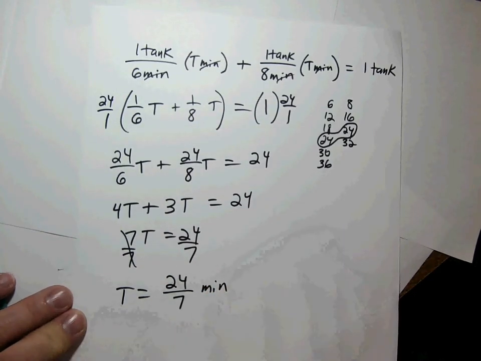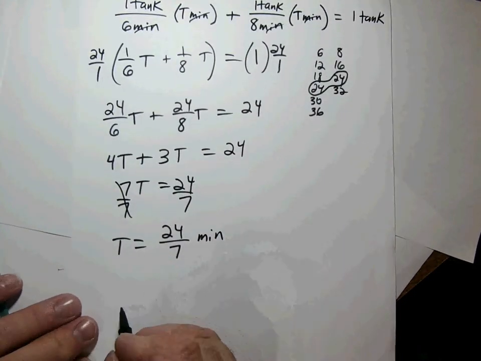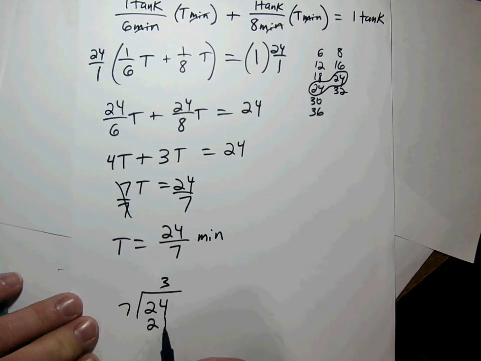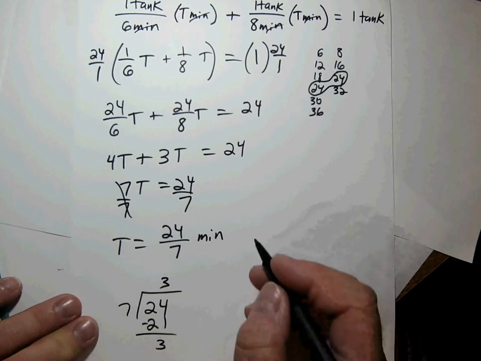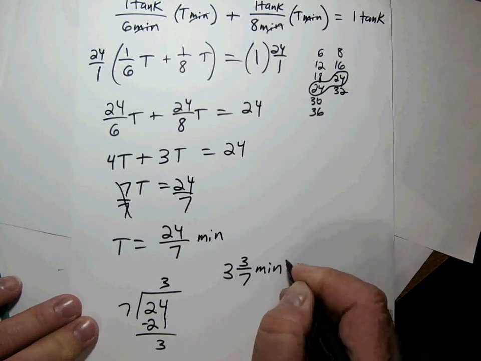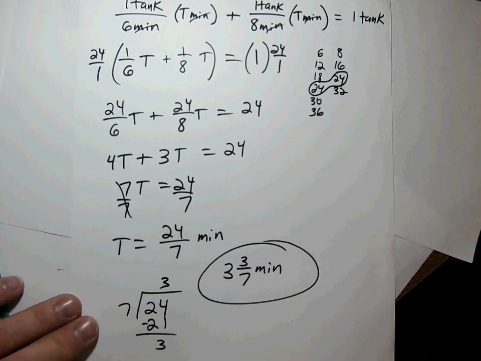That's kind of a goofy number. Let's turn that into a mixed number. Well, I know 7 times 3 is 21. I'll have 3 left over, so 3 and 3/7 minutes. With both pipes operating together, it only takes 3 and 3/7 minutes to get it full.